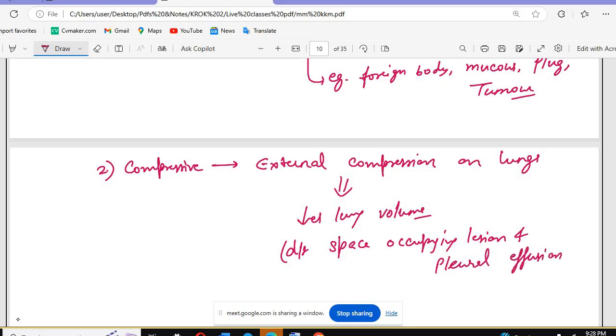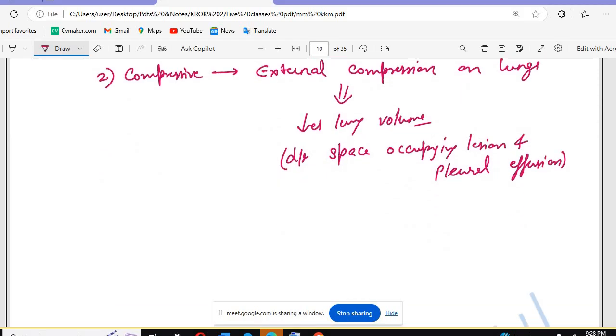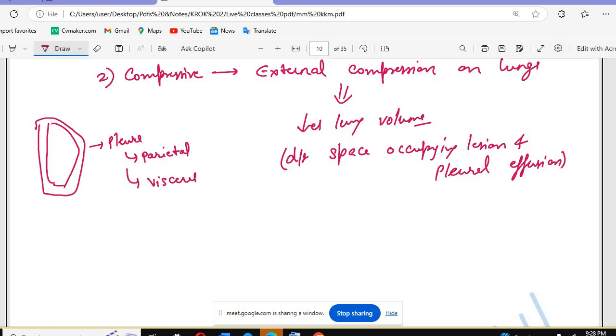What are pleural effusions? For example, let's suppose this is the lungs. Above the lungs we have the pleura. Now this pleura is made up of two layers. We have the outer layer, that is the parietal layer, and the innermost layer is the visceral layer. Between these layers we have a space, and this space is filled with which fluid? That is the pleural fluid.